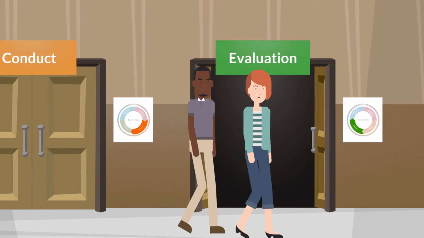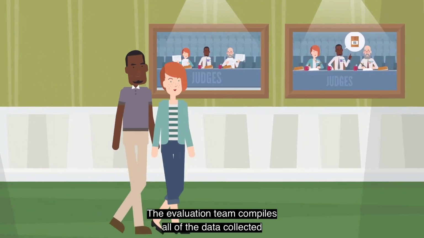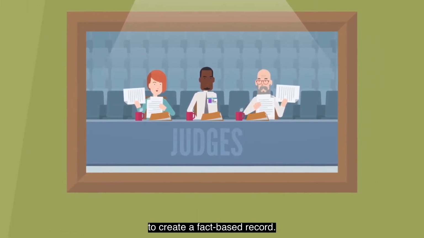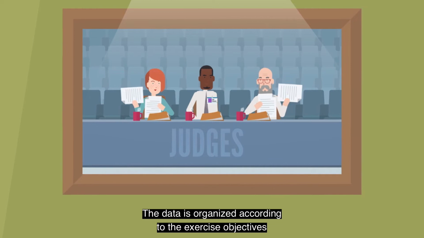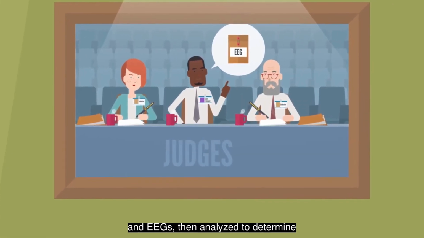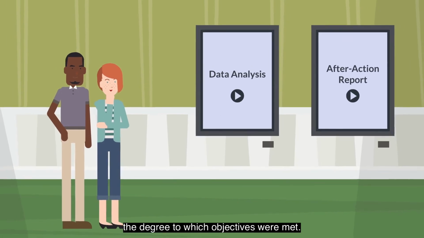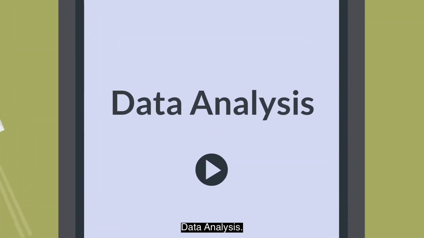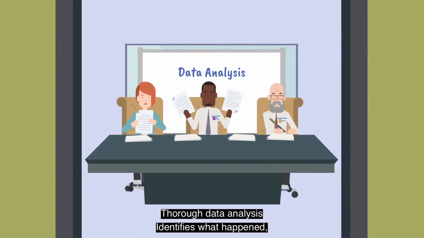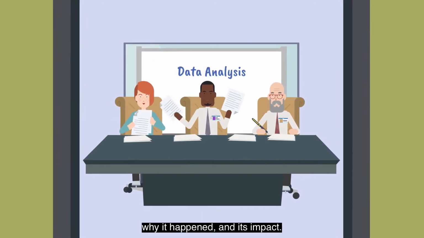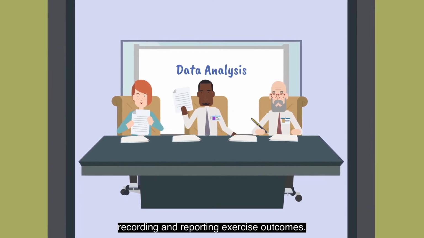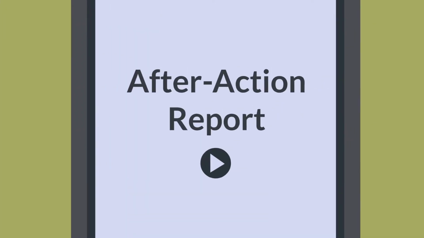Evaluation. The evaluation team compiles all of the data collected to create a fact-based record. The data is organized according to the exercise objectives and EEGs, then analyzed to determine the degree to which objectives were met. Data analysis. Thorough data analysis identifies what happened, why it happened, and its impact. This is critical for developing, recording, and reporting exercise outcomes.